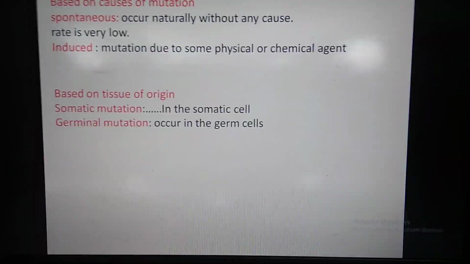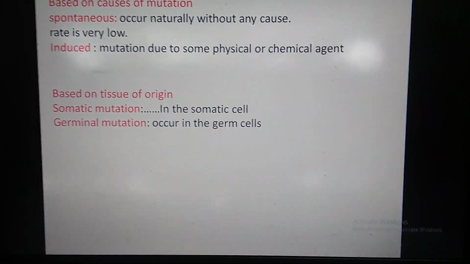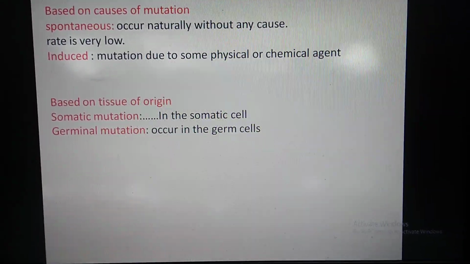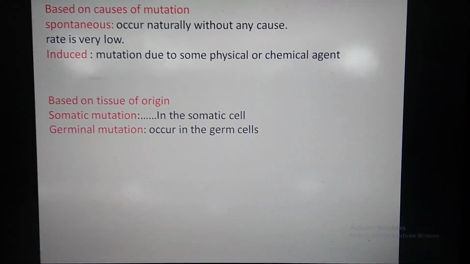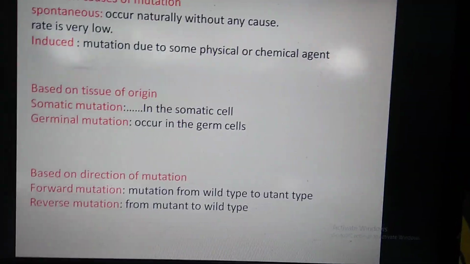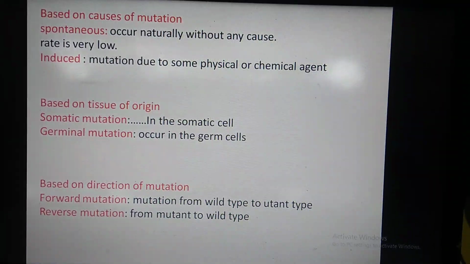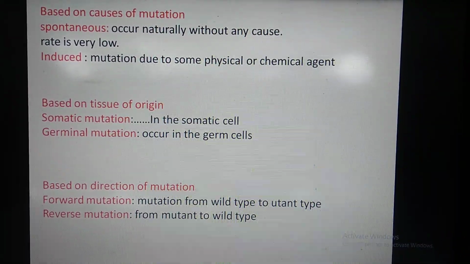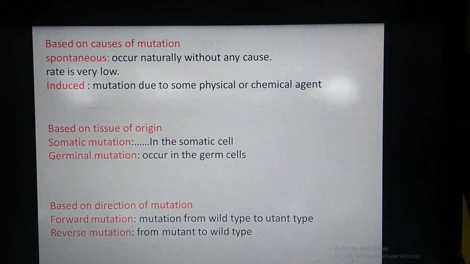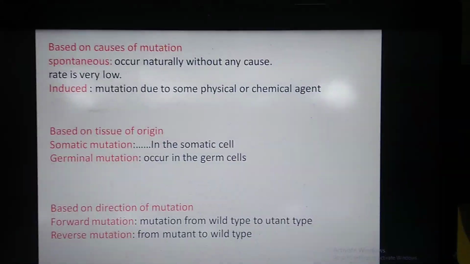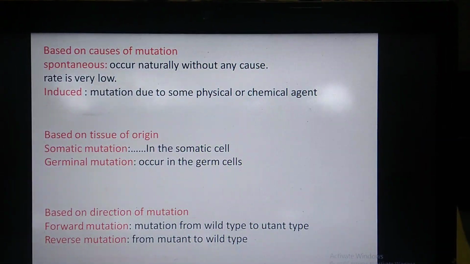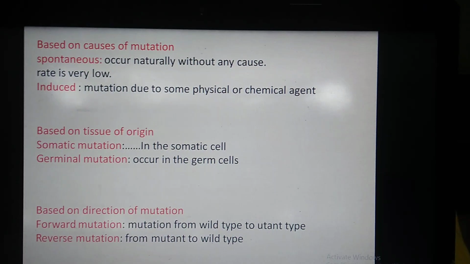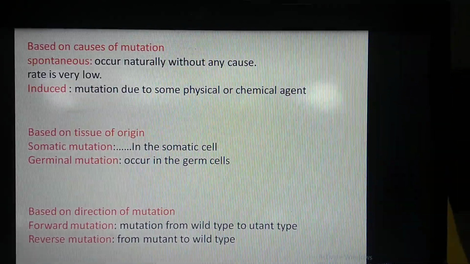Another classification is based on the tissue of origin. Somatic mutation, if the mutation occurs in the somatic cell. Another is germinal mutation, if the mutation occurs in the germ cell or sex cells. And based on direction of mutation, it may be forward mutation or reverse mutation. What is forward mutation? That is a general mutation from the wild type to the mutant type, while the reverse mutation is from the mutant to the wild type.